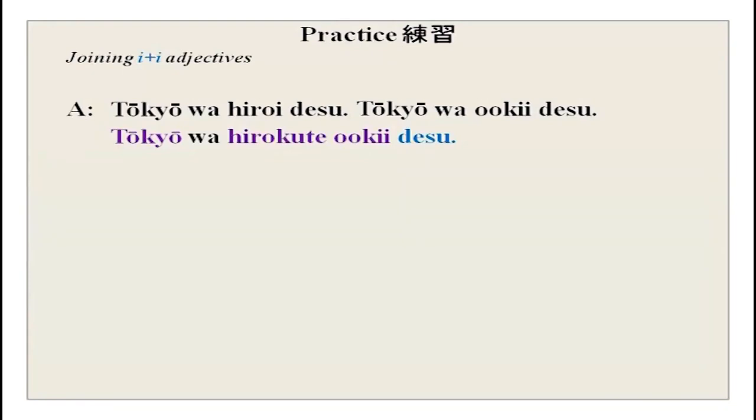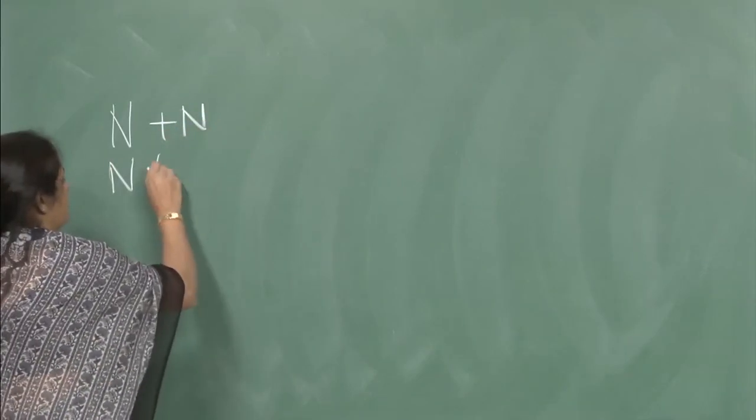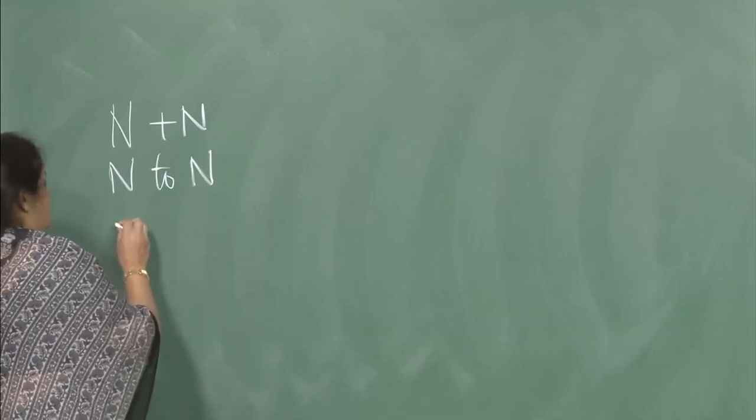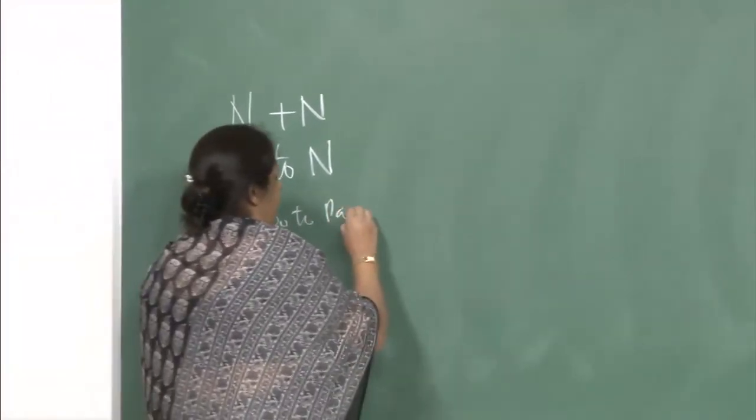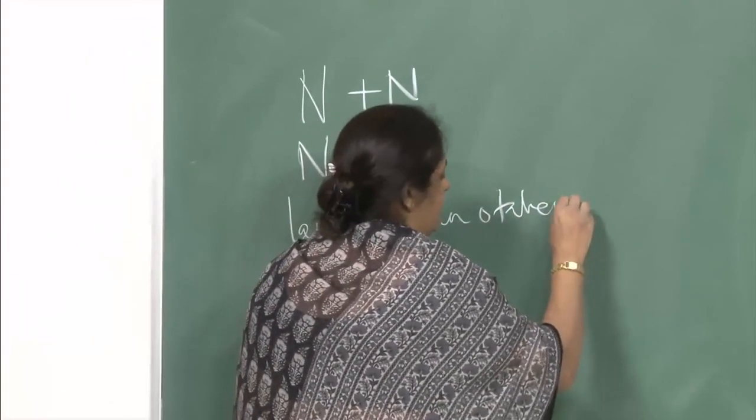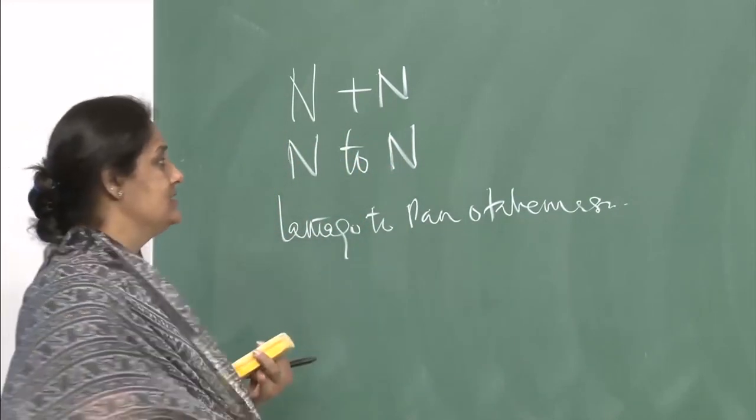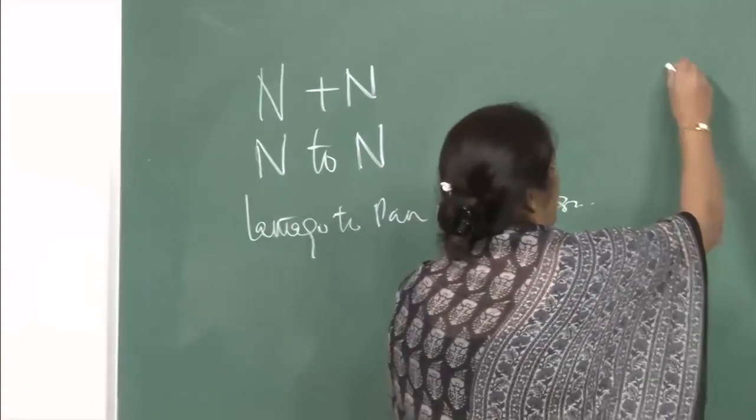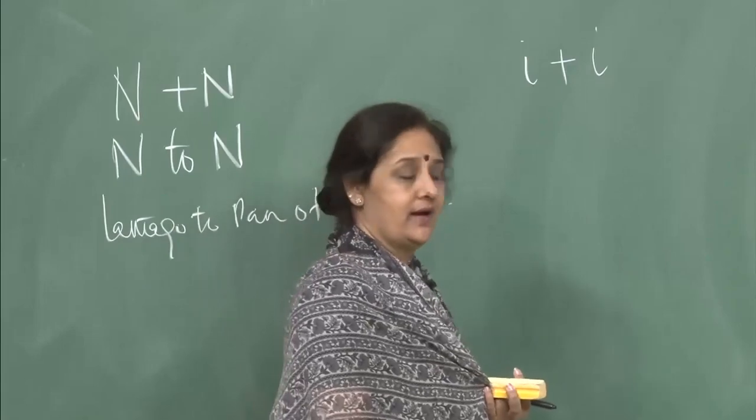So over here, we will join adjectives. Now, you have done noun plus noun, noun to noun, tamago to pan o tabemasu. You have done this one earlier in one of the previous lessons. Well, today we will do I adjectives as we are doing adjectives plus I adjectives. How will you join I adjectives?